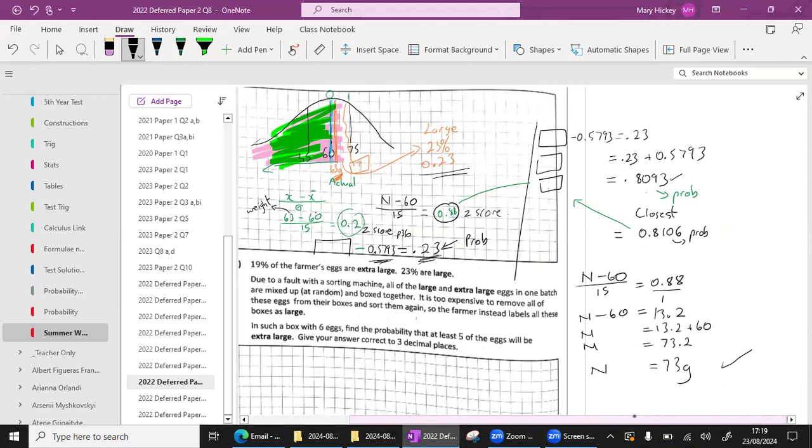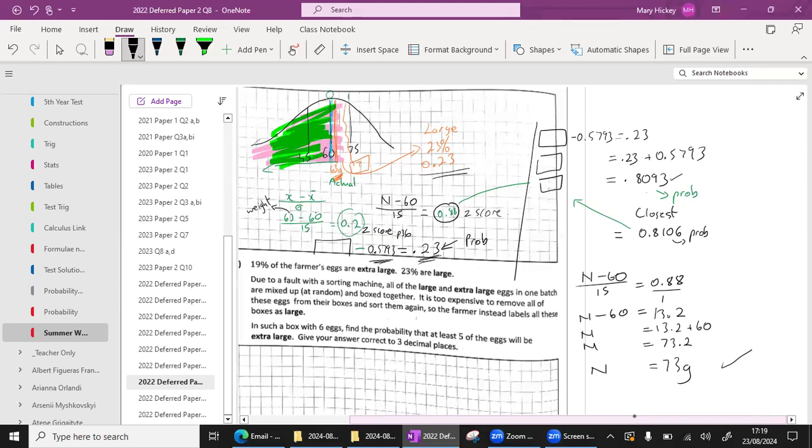The very last part of that: 19% of the farmer's eggs are extra large, 23% are large. Due to a fault with a sorting machine, all of the large and extra large eggs in one batch are mixed up at random and boxed together. So somebody's made a mistake, and instead of having large eggs and extra large eggs, they're all mixed in together. It is too expensive to remove all the eggs from their boxes and sort them again. So the farmer instead labels all these boxes as large. He has to label them, I suppose, the smaller size, because if you bought extra large eggs and some of them were only large, you'd be annoyed. So he's kind of playing it safe and he's labeling them all large.